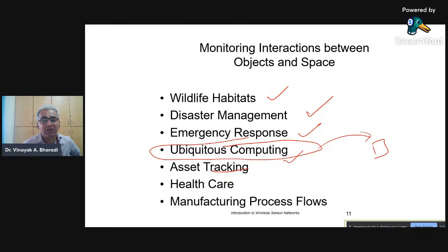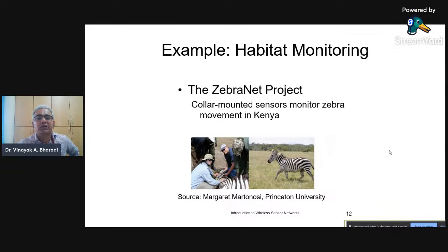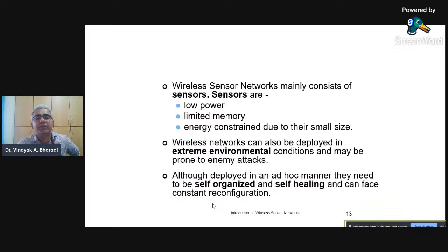Asset tracking we have seen, like RFID tags used in asset tracking. Healthcare, where wearable sensors are there. Manufacturing process flows and supply chain management are there. So here you can see the ZebraNet project, collar mounted. I told you about these collar-mounted GPS sensors on zebras' movement in Kenya. Here one collar mount can be seen, and they are using that for tracking the movement of wild animals.